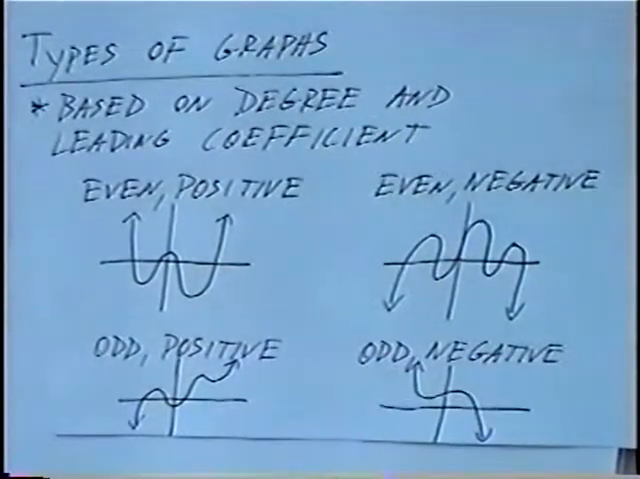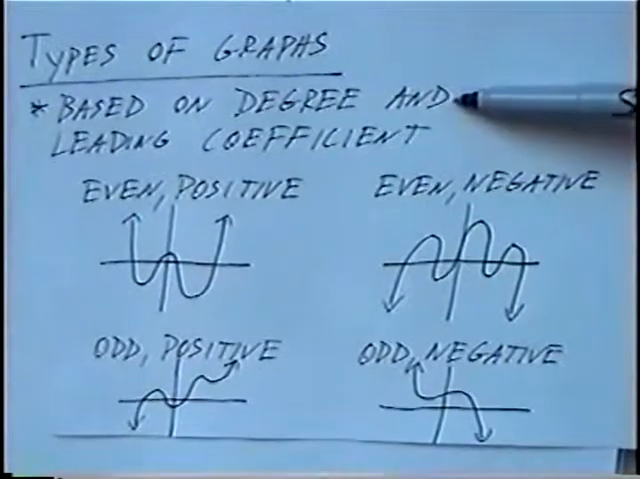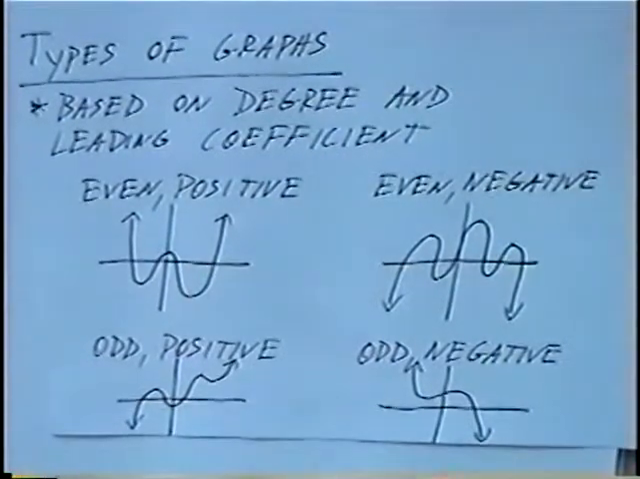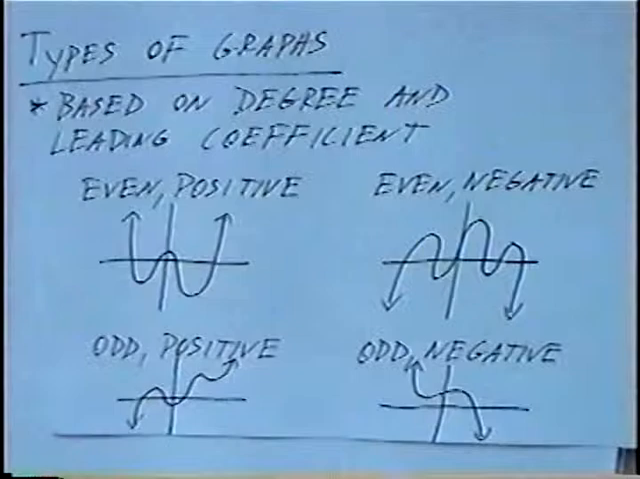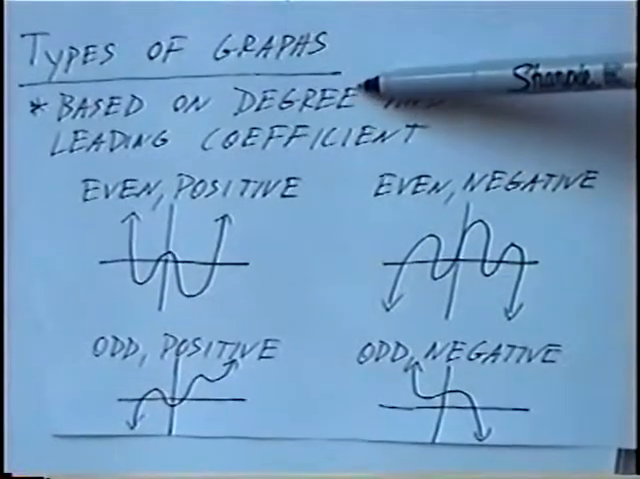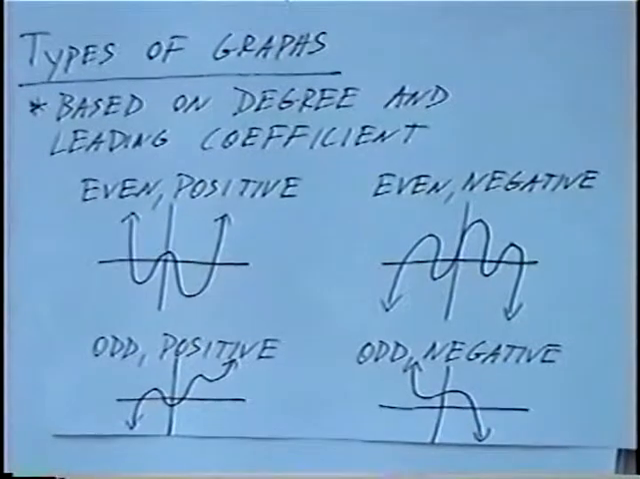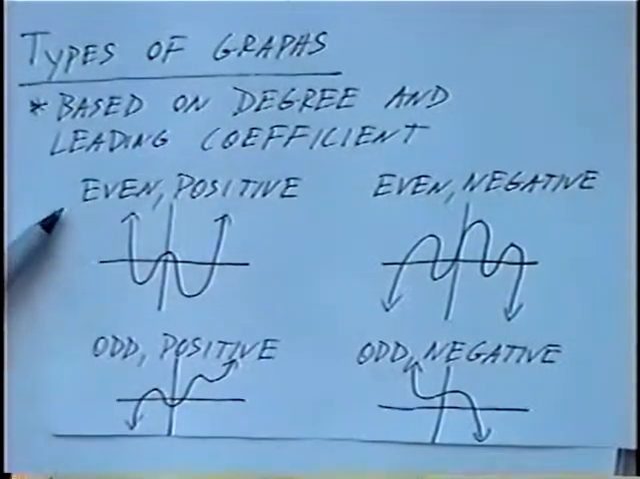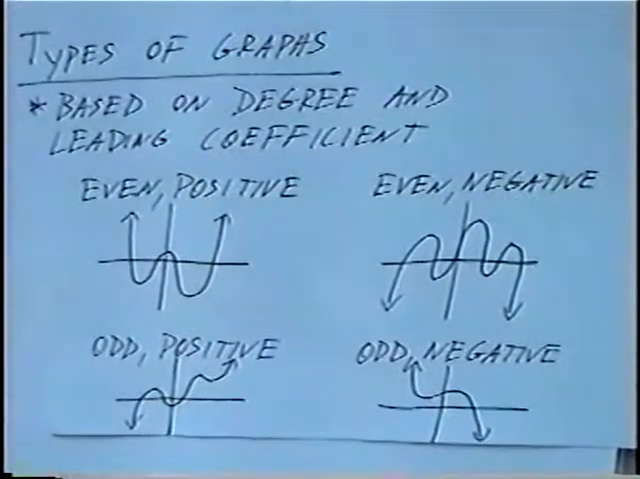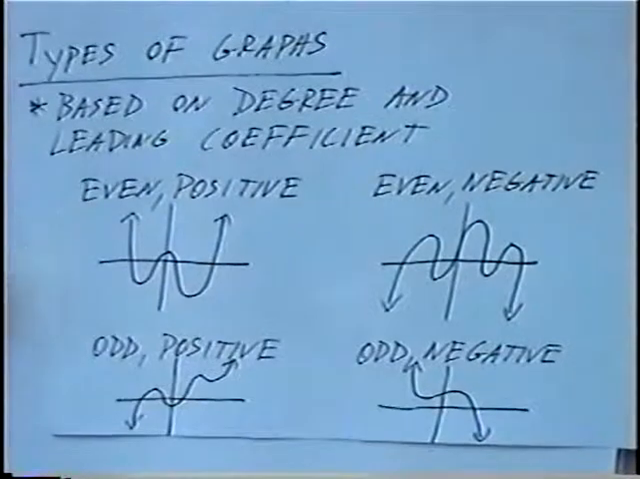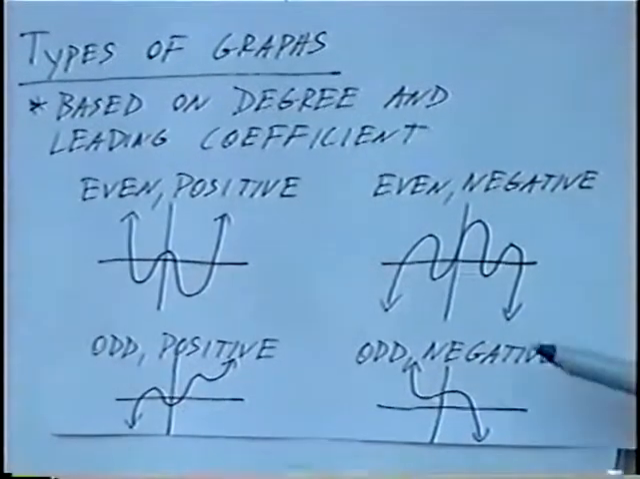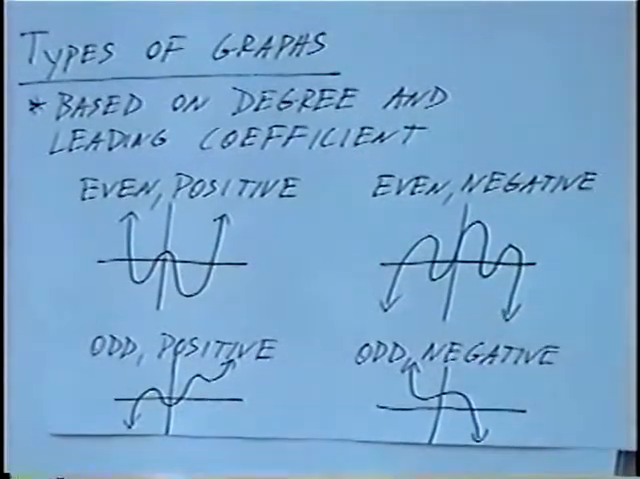Types of graphs. Types of graphs are based on the degree and the leading coefficient. There are 4 types of graphs separated by the degree that they have, either odd or even, and the leading coefficient, either positive or negative. Looking at the first 2 graphs, if they are even, it means it has an even degree, like 2, 4, 6, or 8. If it's an even degree, both sides either point up or both sides point down.